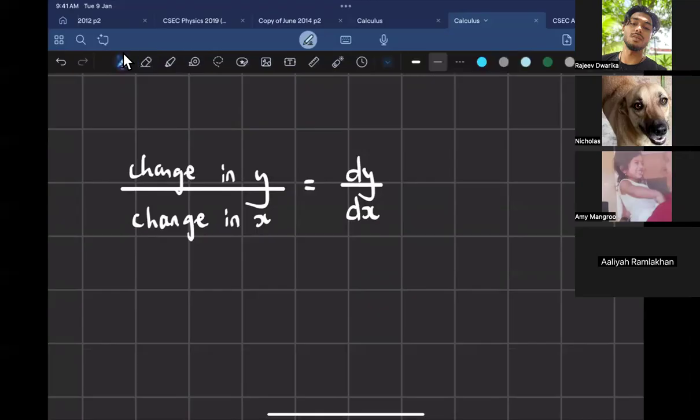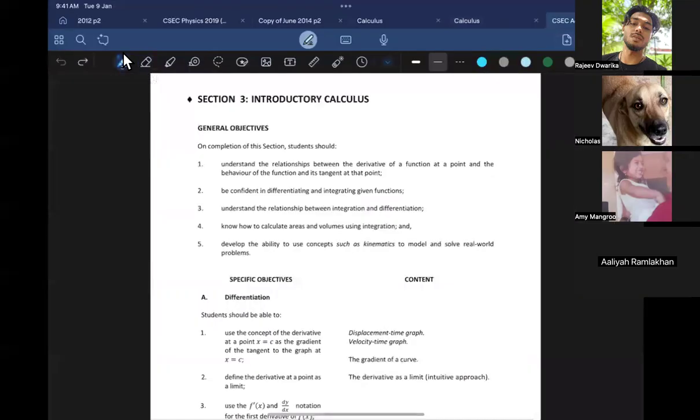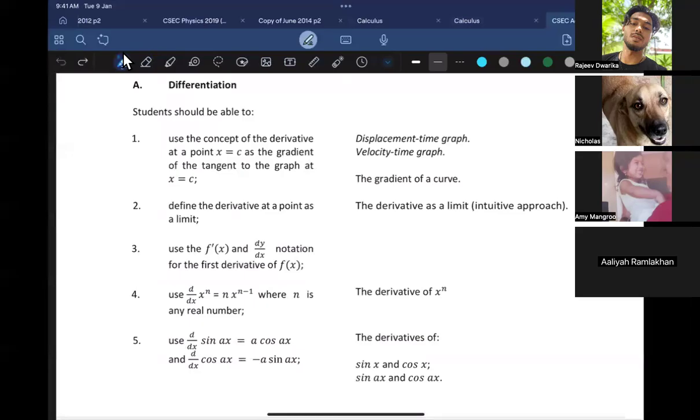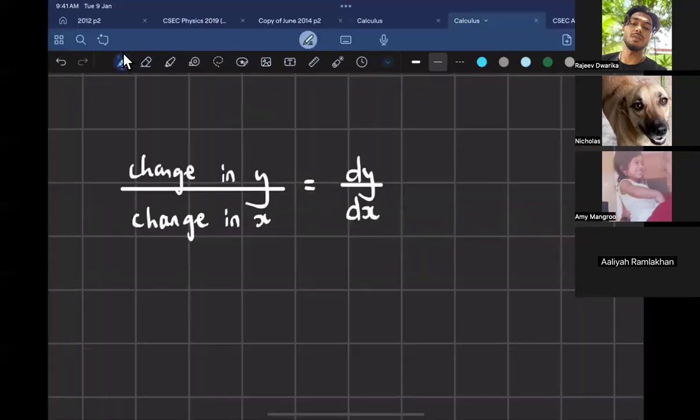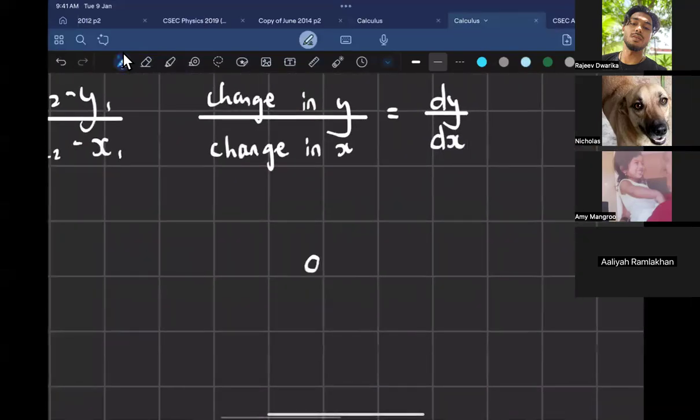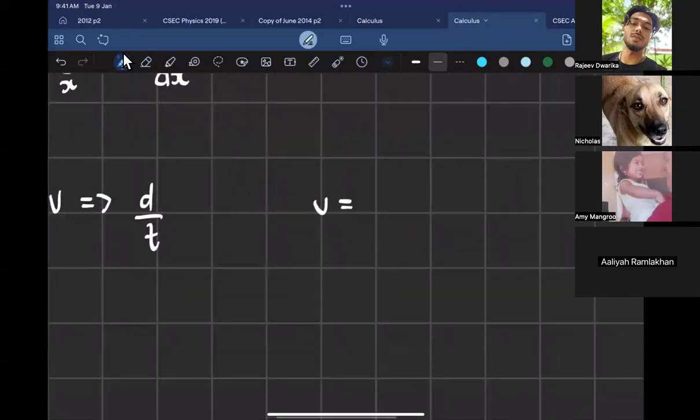So let me give you an example. You notice in the syllabus, you have to link it back to displacement, time graphs, and velocity. I want somebody to tell me the formula for speed or velocity. Nicholas, it's the formula for speed slash velocity. Distance over time. And velocity then would be the change in distance over the change in time. So that'll be ds over dt.